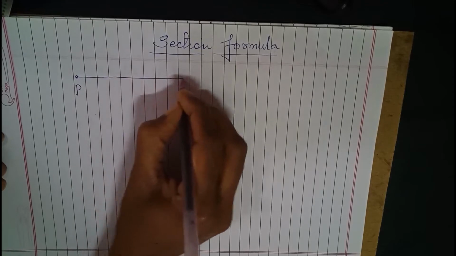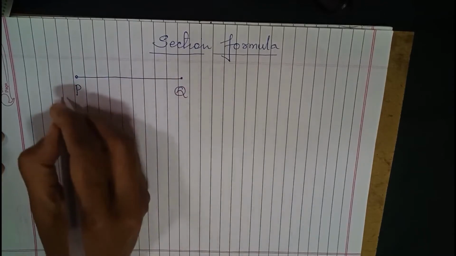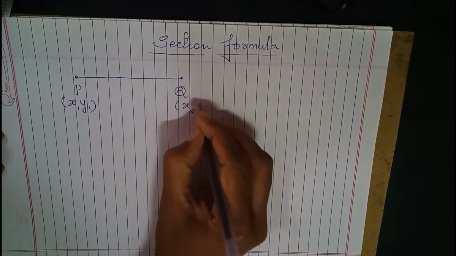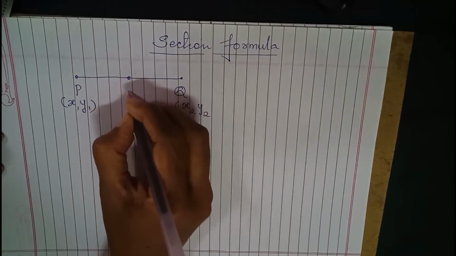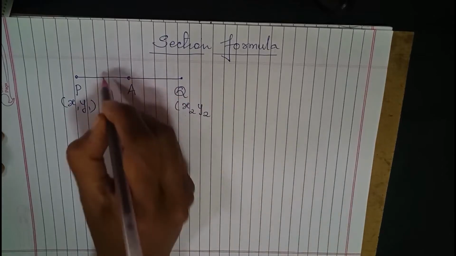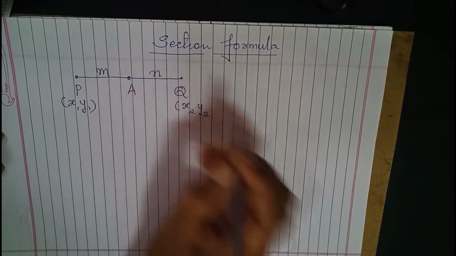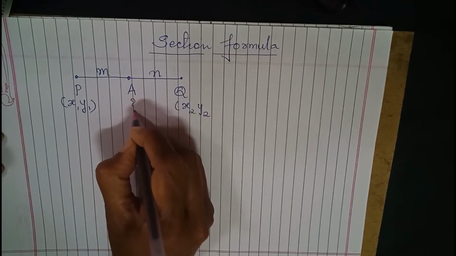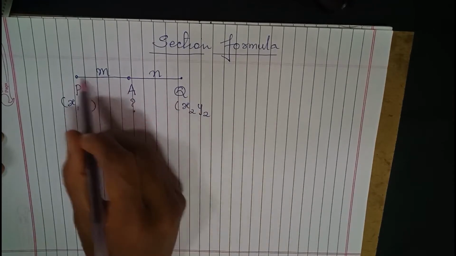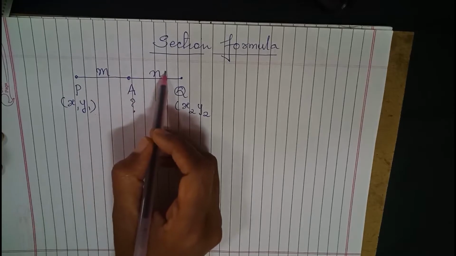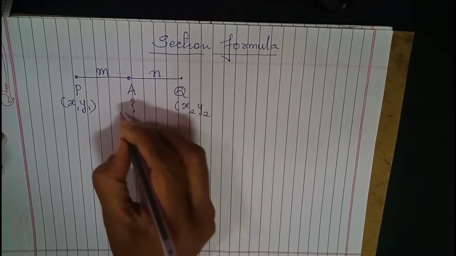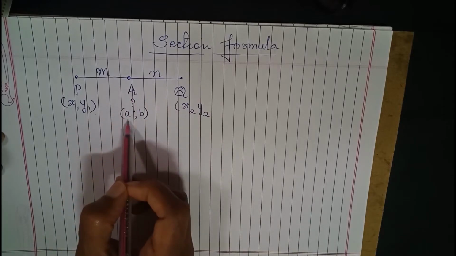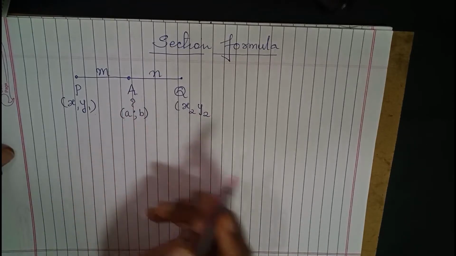Let us say we have two points P and Q. The coordinates of P, assume it as x1, y1 and Q as x2, y2. And let us say we have a point A which is dividing this segment in the ratio m:n. Then the question arises: you have to find the coordinates of this point which is dividing this segment in the given ratio m:n. So first step is let us assume some coordinates for A. So let the coordinates of the point A be a, b.